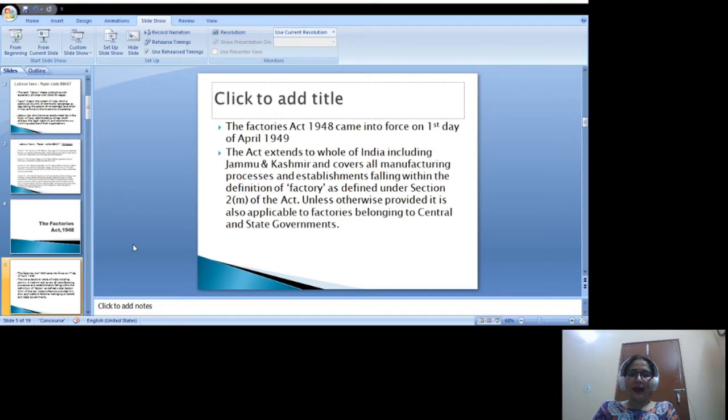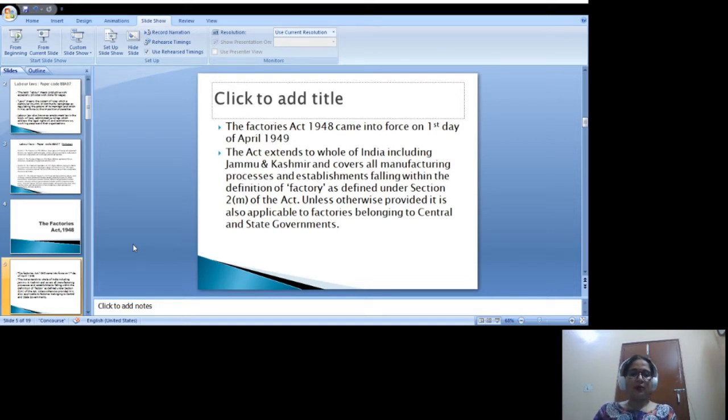Now, this act, the Factories Act 1948, came into force on 1st April 1949. It covers the whole of India, and Jammu and Kashmir is now also included. This Factories Act applies to all the manufacturing processes and establishments which fall under the factory definition given in this act, defined under section 2(m) of the act.